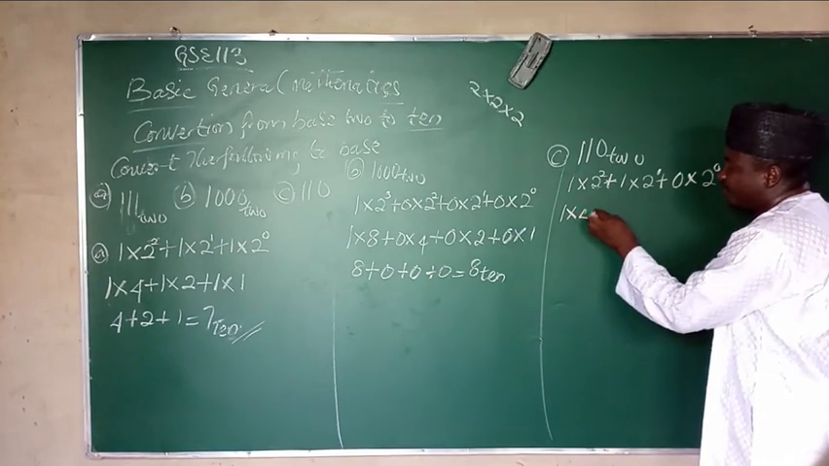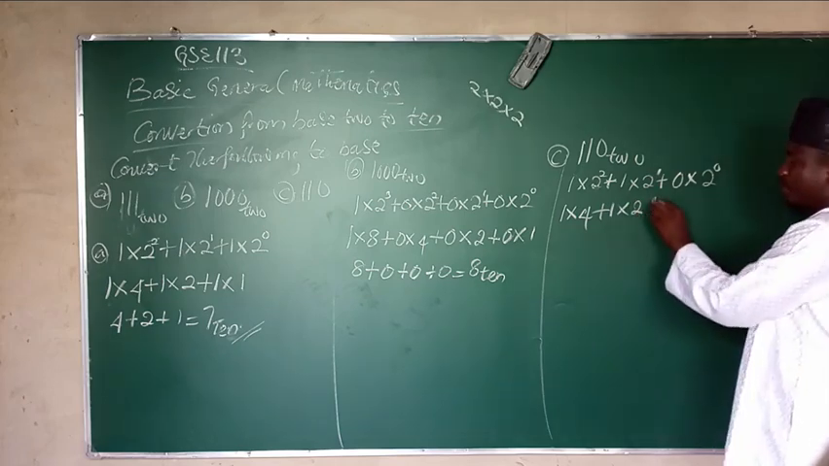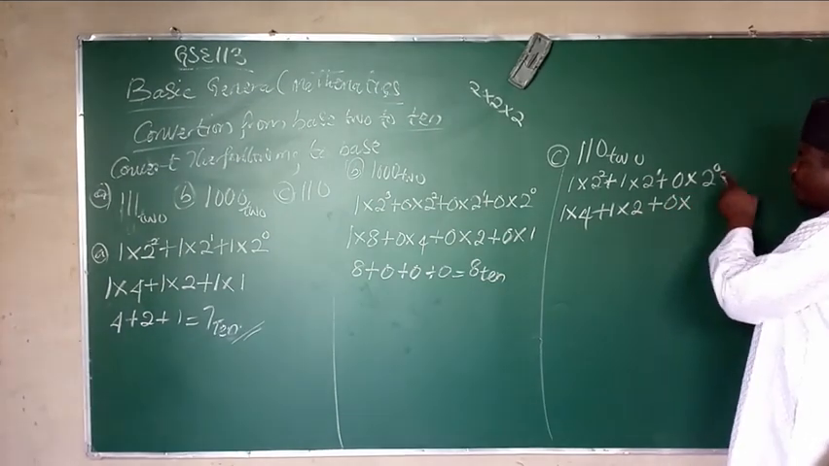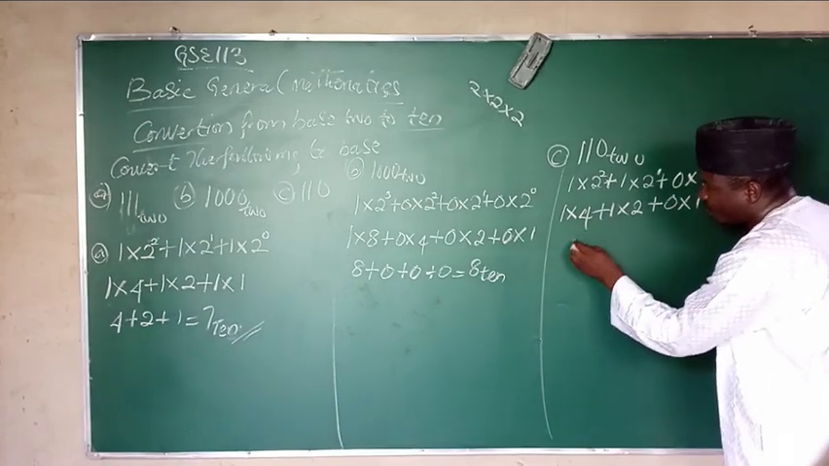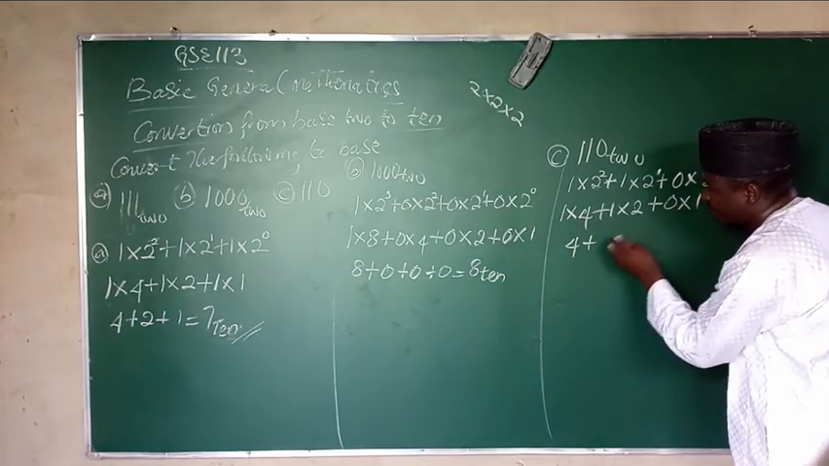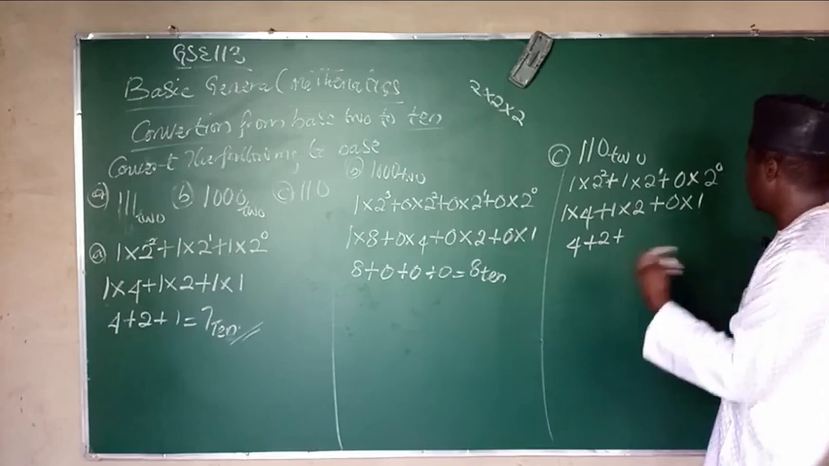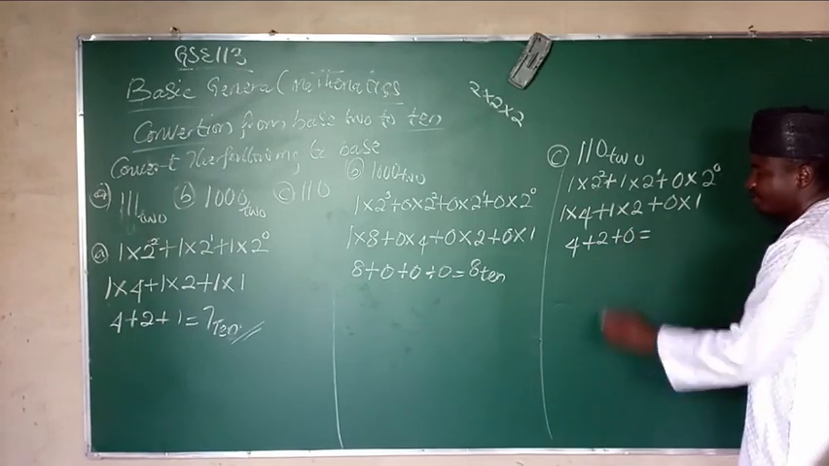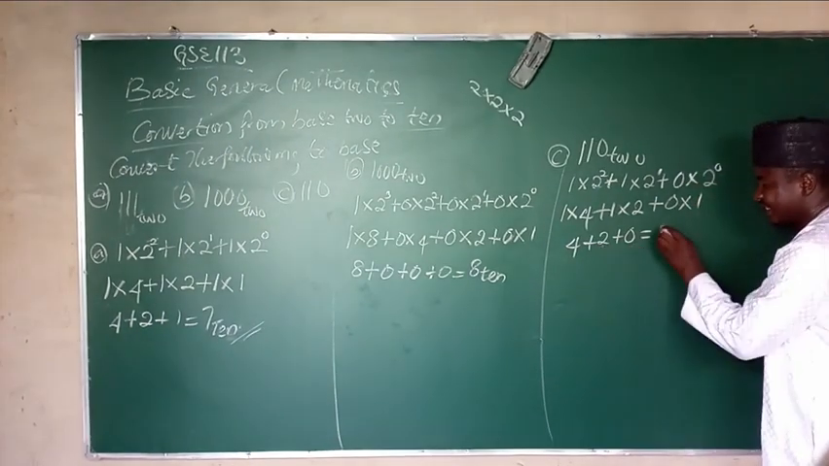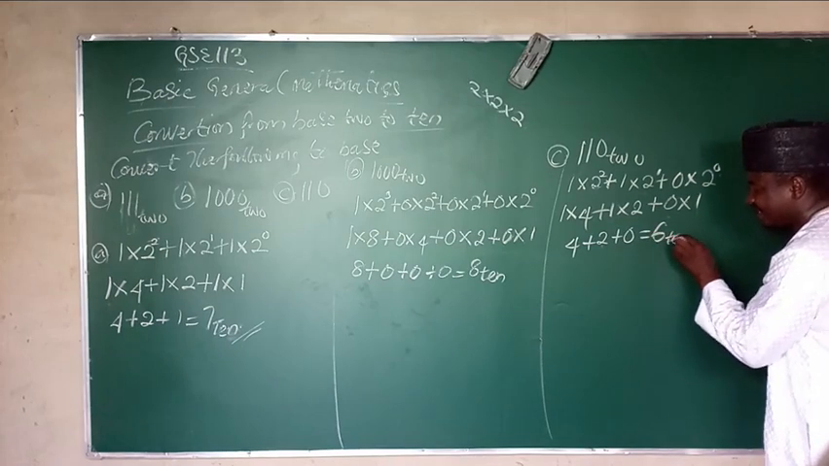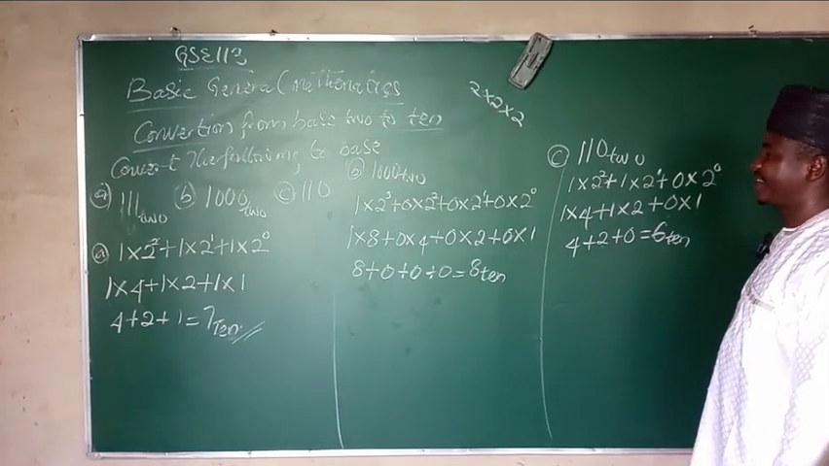2 to the power of 2 is 4, plus 1 times 2 to the power of 1 is 2, plus 0 times 2 to the power of 0 is 1. The next one is taking care of the multiplication. 1 times 4 is 4, plus 1 times 2 is 2, plus 0 times 1. As I told you, any number multiplied by 0 is 0. Then 4 plus 2 plus 0 is 6 base 10. That is the final answer for this.